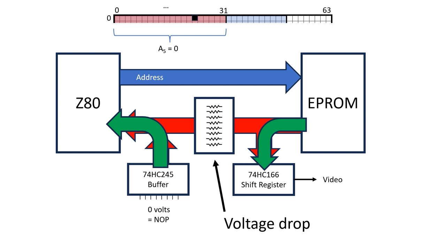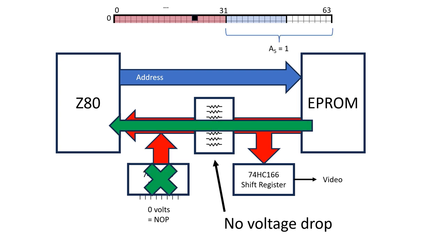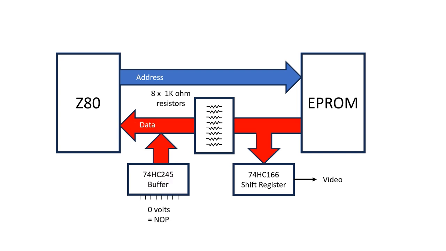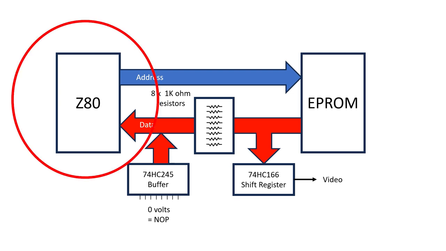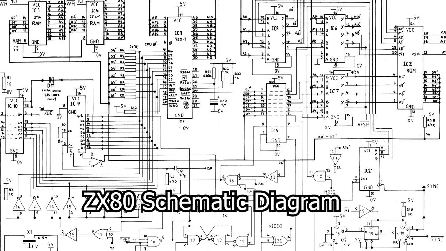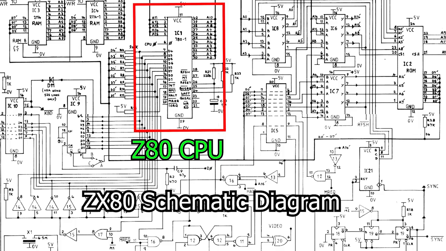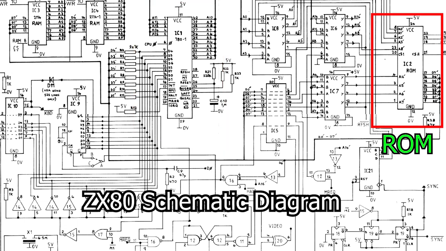In the second half of the scan line, the NOOP generator is turned off, so the EEPROM is the only device driving the bus, and there should be little or no voltage drop across the resistors. Let's try to correlate this block diagram with the ZX80 circuit diagram that's available online. The Z80 on the left is represented by this chip titled 780 in the schematic diagram, which is an NEC clone for the Z80. The EEPROM's over here on the right.